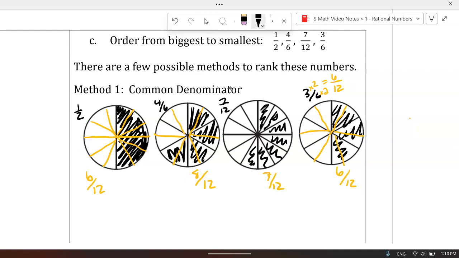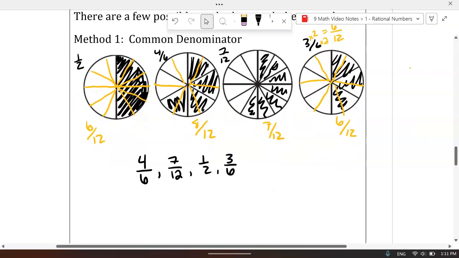The biggest one is going to be 8/12, but I don't want to write it as 8/12 because in the question it's 4/6. So I'm going to say 4/6. Then we have our 7/12. And then we have our next two that are equal. So I can say 1/2 and then 3/6, or I can say 3/6 and then 1/2, no problem.